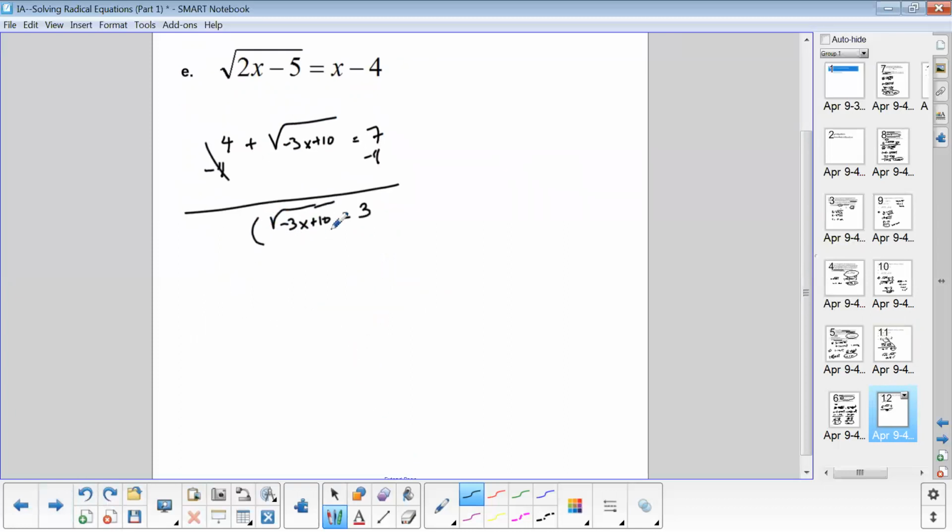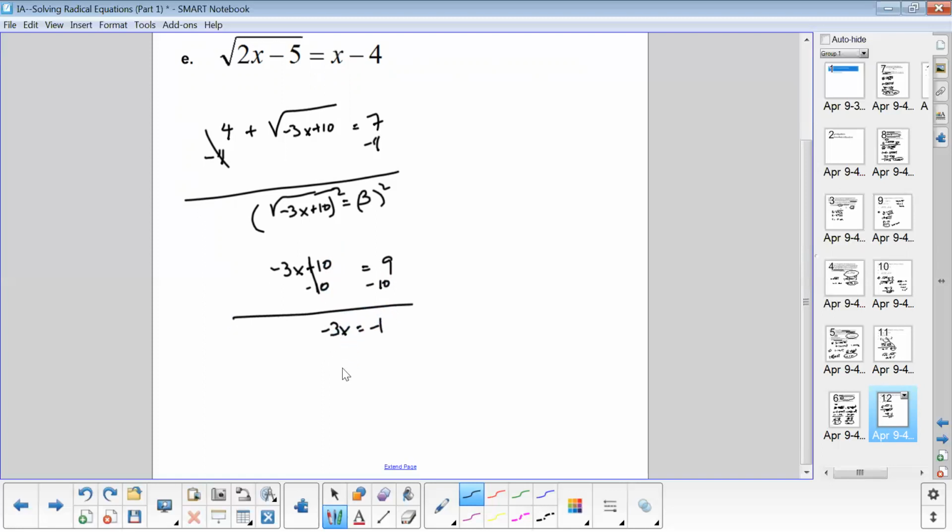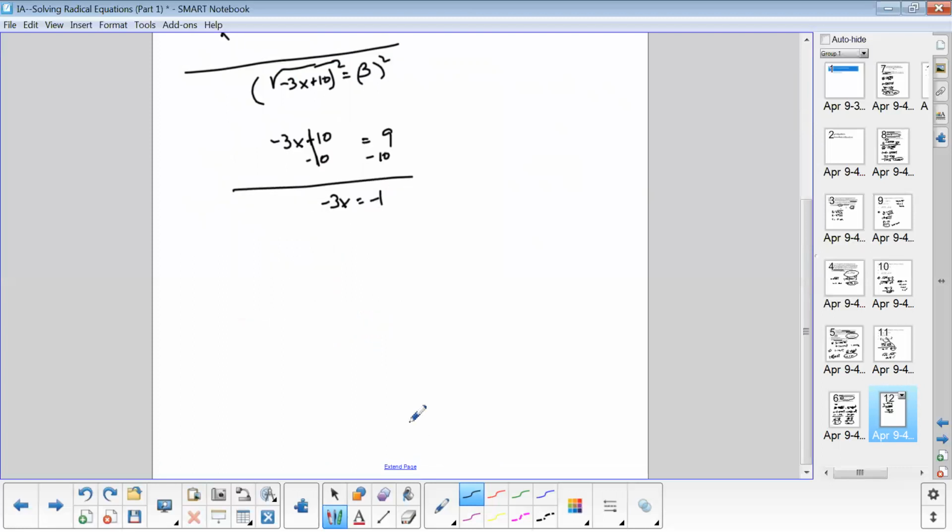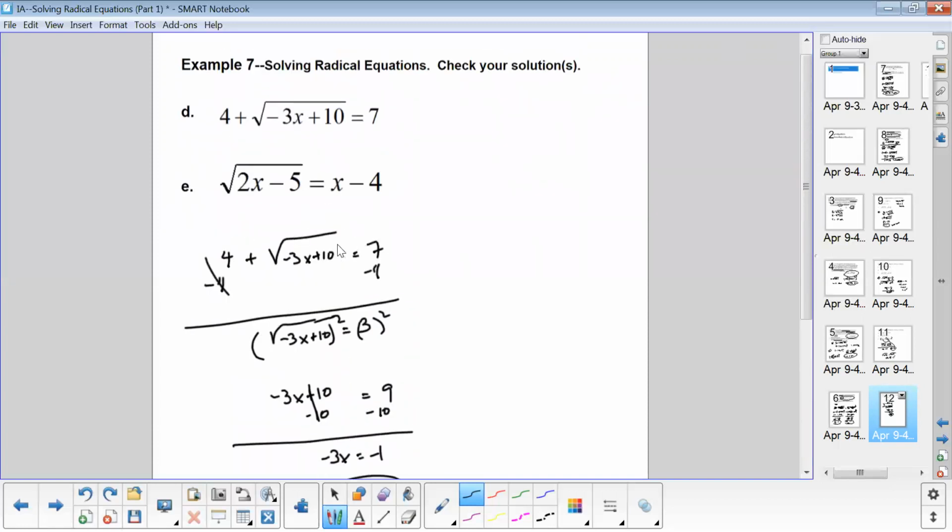And I want to square both sides. So that's going to give me 9, and that'll give me negative 3x plus 10. And then I want to subtract 10, and that's going to give me negative 3x equals negative 1. So if you keep simplifying, you're going to get x equals 1/3. So we want to check and see if that's going to be the correct solution.